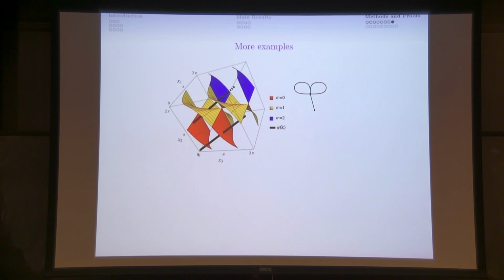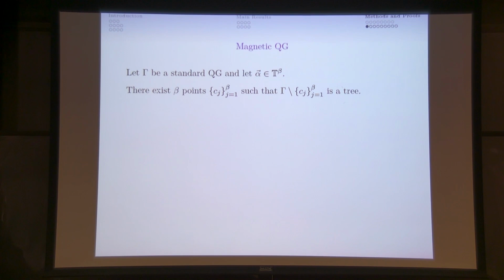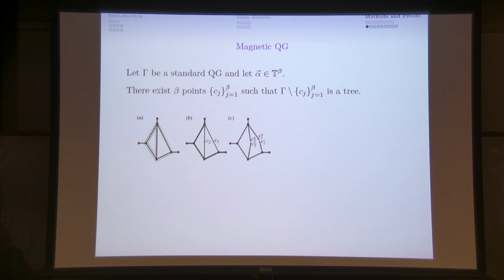Okay, so here are some more examples for different graphs. And now I want to get to the interesting part, if I may, and say how do I get those sets? And to do that, I need to go to a totally different story. I need to talk about magnetic quantum graphs. Because I don't have enough time here, I won't explain why the thing that I'm talking about here is actually a magnetic quantum graph. So I'm just going to describe it.